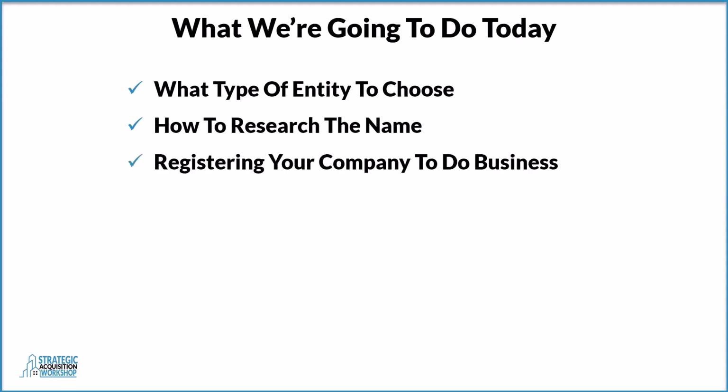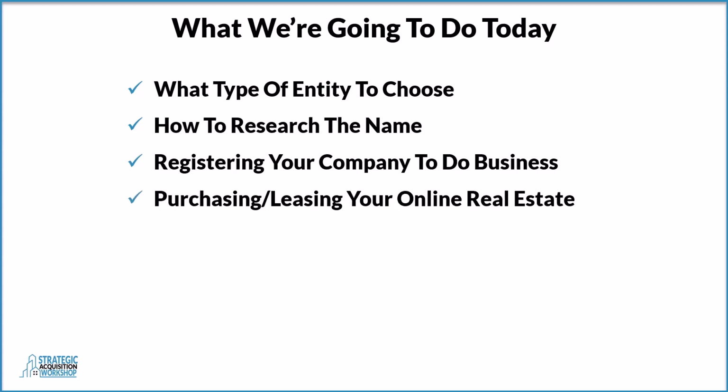Then you need to register the company you want to do business with. Once you've identified the name through the research that you want, now you need to register it as the entity type that you choose. Next, we're going to purchase a domain name and then lease space online to host that domain name. And I'll show you how to do that. And then that all leads to creating your company email.